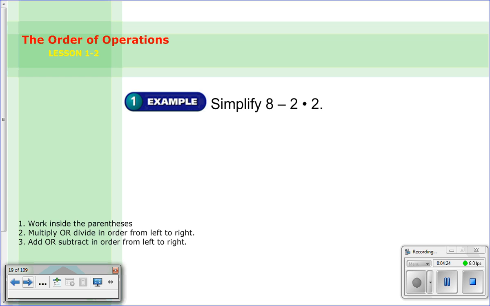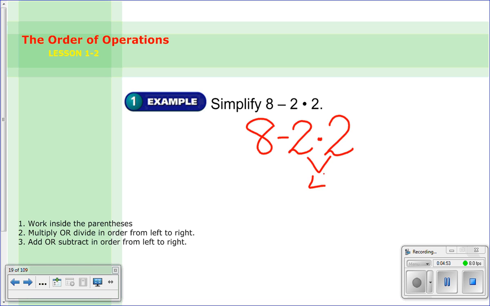So I believe I have another practice one, and this one says simplify, and again, that just means to solve: 8 minus 2 times 2. So if we write this out, we're going to solve this one together as well. All right, and again, I'd start at the top. 1, work inside the parentheses. Well, there are no parentheses, so I go to 2. Multiply or divide in order from left to right. Well, I have 8 minus 2 or 2 times 2. Well, that's multiplying, so I'm going to do 2 times 2 is 4, and rewrite the rest of it. The things that haven't had an arrow, those are what I write below. So I have 8 minus 4 now.